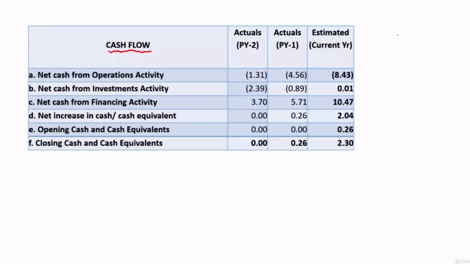So we know the cash flow statement is a statement which lists out the cash flows as per activities, and activities are divided into three: cash flows from operational activities, cash flows from investment activities, and cash flows from financing activities. All three put together will give the net increase in cash and cash equivalents during the year, and if you add opening cash and cash equivalents, you will land at closing cash and cash equivalents.